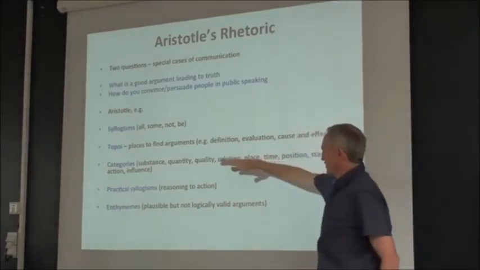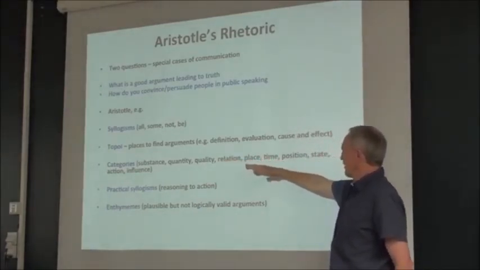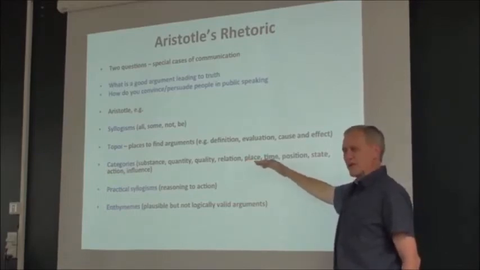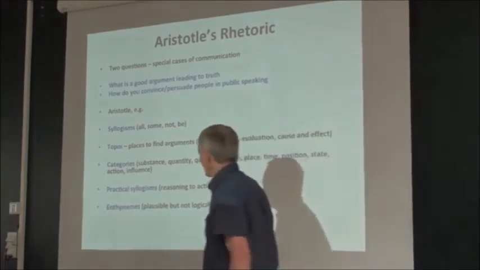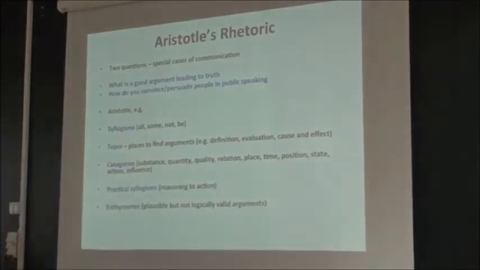Then he had another set, the categories. These are ways in which you can describe something by a predication. So you can say, what's your name? Cecilia is a woman. Then I'm giving substance, woman. Cecilia is one person. That's quantity. Cecilia is very nice. That's quality. Cecilia is close to me. That's relation. Cecilia is sitting here. That's place. Cecilia is sitting here now. That's time. Cecilia is sitting. That's position. And state: Cecilia is fairly happy.